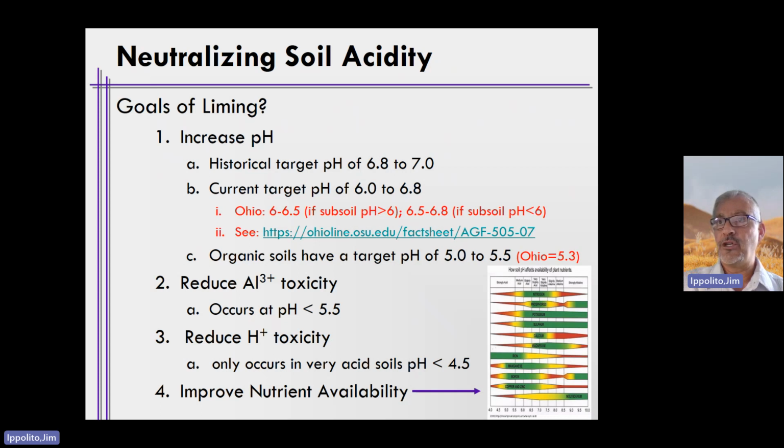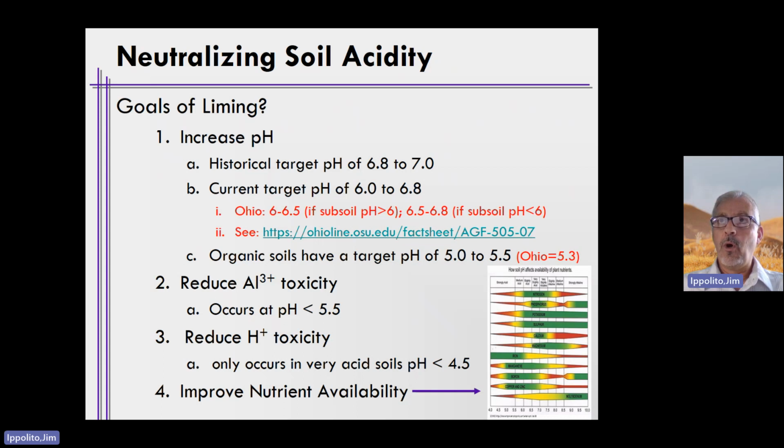These numbers come from this fact sheet that you see here in the slide set. Okay, and I'm going to draw upon this several times in this unit. And I should mention that these targets are for soils that are dominated by mineral phases. They are not organic soil. So if you have an organic soil, like a histosol, which is greater than 20% organic matter in the soil profile, at least the top plow layer, those organic soils we typically target between 5 and 5.5, and in Ohio we roughly target 5.3. So we, as a goal, try to increase pH and hit a target pH.